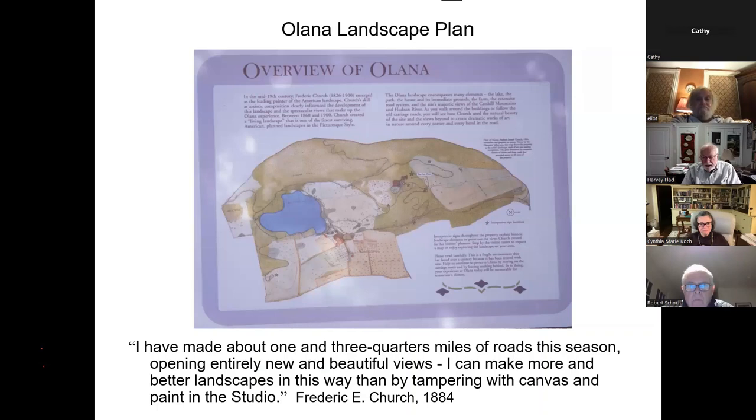Which eventually stopped the nuclear power plant from being built and saved the view from Olana. Another aspect of the importance of Olana and Frederick Church is his landscape plan himself. And you can see his comment about making more and better landscapes in this way than by tampering with canvas and paint in the studio. The idea of landscape design along with landscape scenic viewing is a totality of the aesthetic.